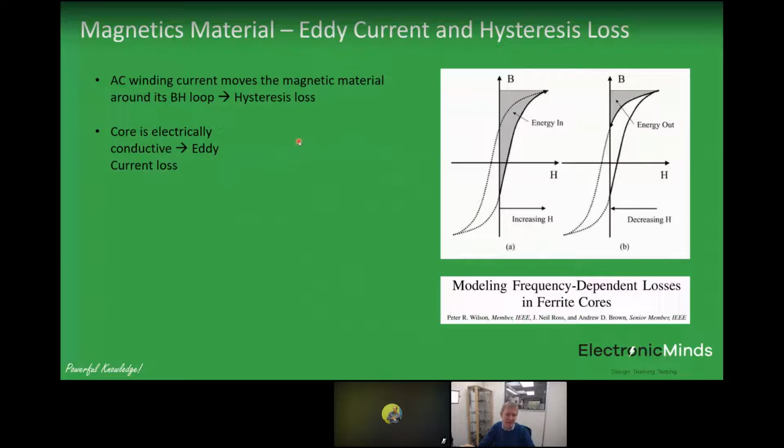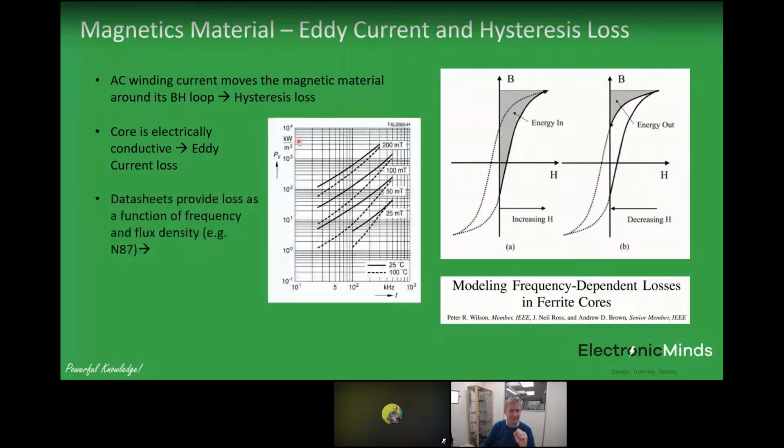You also get eddy current loss. The core itself, the ferrite material, is electrically conductive, and when you've got magnetic fields being generated in the region of an electrically conductive material, it sets up eddy current losses within that material, which just cause heating. So that's another loss mechanism.